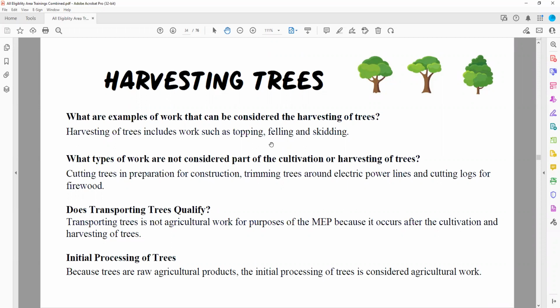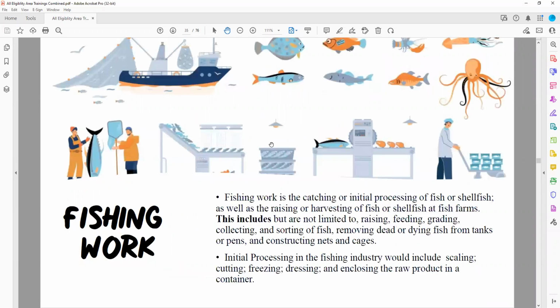You also cannot count transporting the trees to a mill or something like that. That would not be eligible. But the processing of those, so maybe part of the lumber that they're cutting up in that initial processing, could be part of an eligible work.